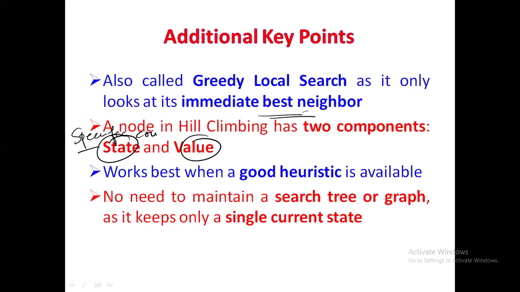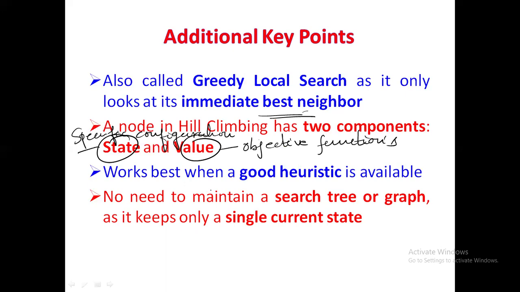Specific configurations in a search space, while the value is the objective function's evaluation for that state. The algorithm uses these values to determine the best possible move at each step.